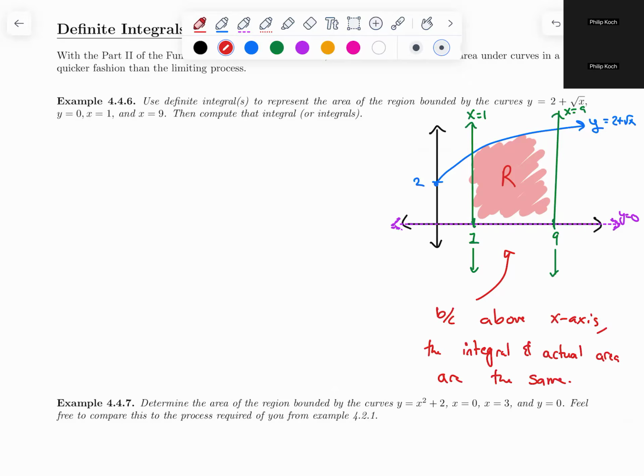So when we calculate this, we don't need to do any worrying about adding on an extra negative. So the area of the region, A sub R, will equal the integral. The x equals 1 and 9 here give us the bounds because remember, this is a dx integral.